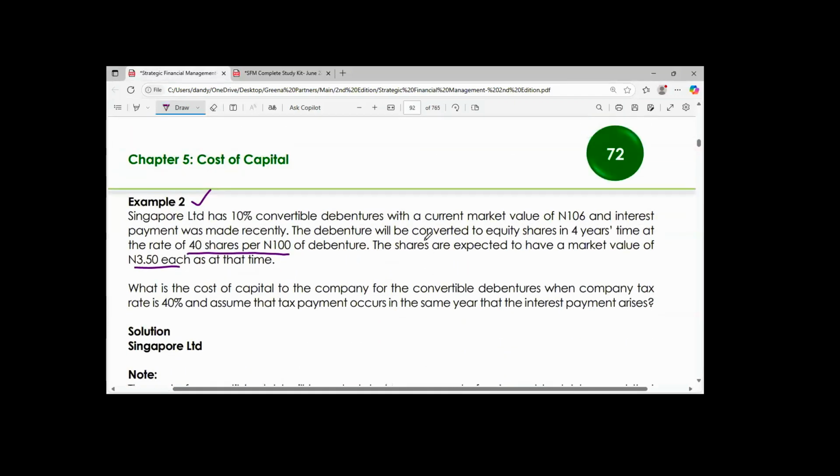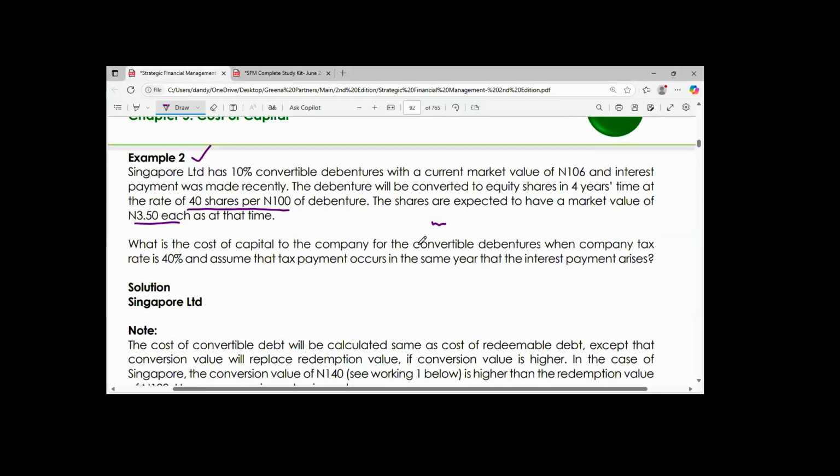So let's go ahead and solve the question quickly. The examiner is asking us: what is the cost of capital to the company for the convertible debenture when the company tax rate is 40%, and assume that tax payment occurs in the same year that the interest payment arises. So here, the examiner is asking you to calculate the cost of capital for the convertible debenture. This has nothing to do with market value. You have to calculate the cost of convertible debenture.